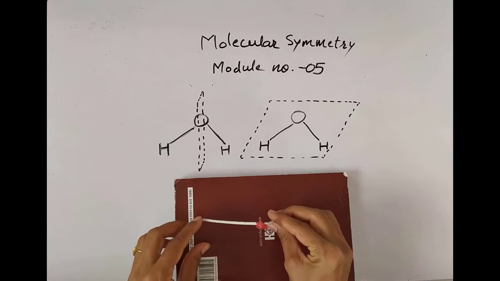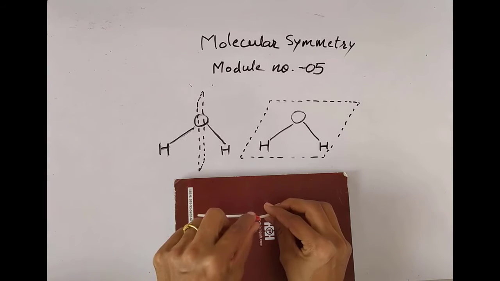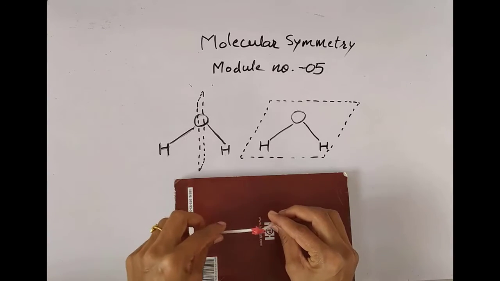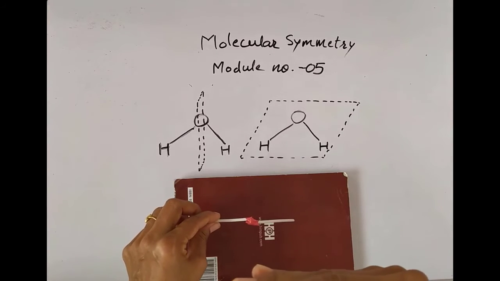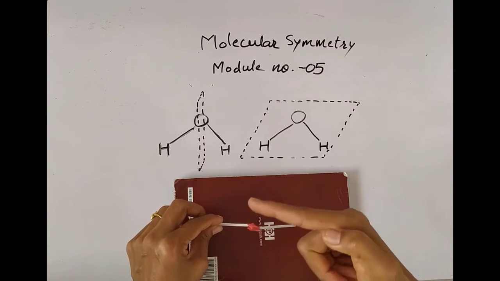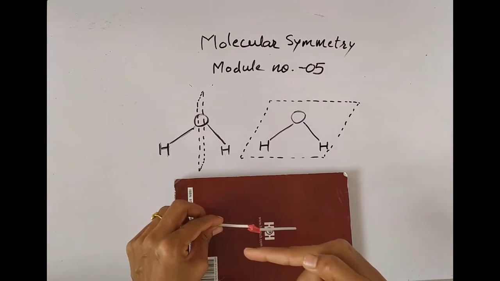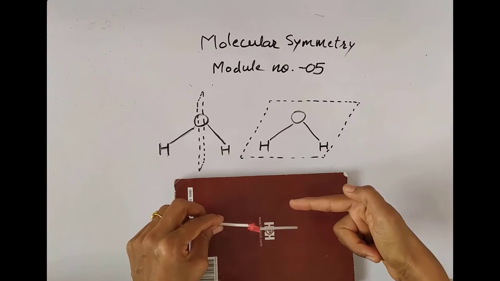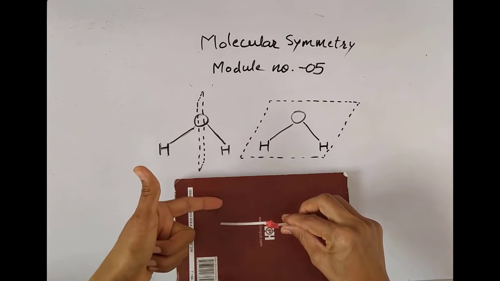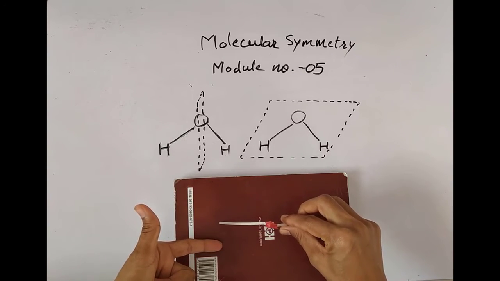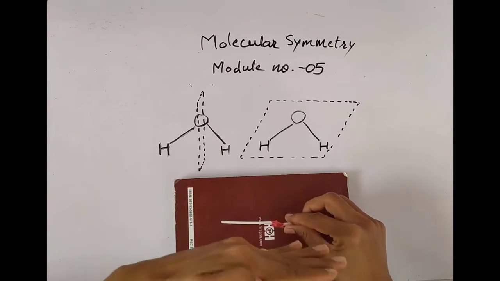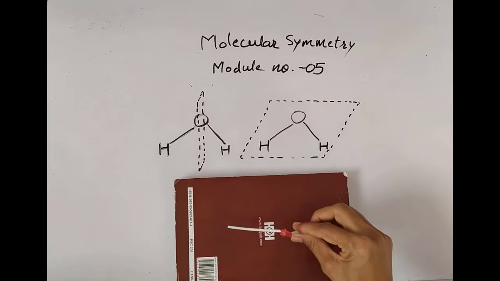But if you imagine that there is one spherical oxygen atom and two spherical hydrogen atoms, and you cut this molecule like this, what will happen? Half the oxygen atom on this side, half on this side, half a hydrogen atom on this side, and another half hydrogen atom on this side. Means this plane is cutting the whole molecule in two equal halves.